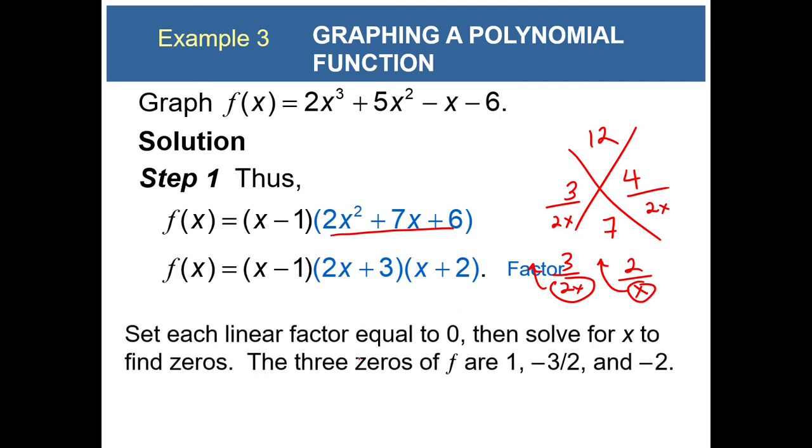Set each linear factor equal to 0, then solve for x to find the zeros. I can set x minus 1 equal to 0, 2x plus 3 equal to 0, and x plus 2 equal to 0, and solve those for x. So my three zeros are 1, -3 over 2, and -2.